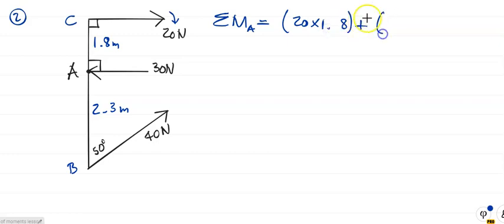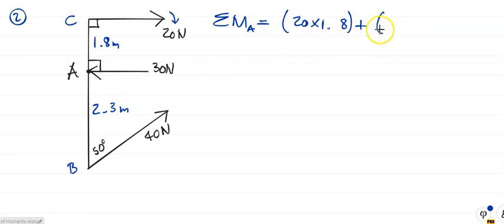plus. What's the definition of a moment? Force times distance. This force here, are you tuning in? This force here acts through the point of rotation. What's the distance from the lever arm to the point of rotation? It is 0. Anything times 0 is 0. So therefore that force has no moment effect about A.